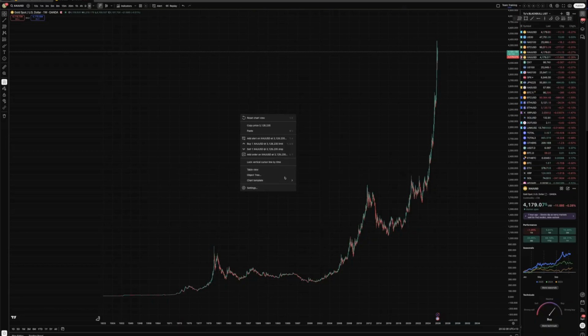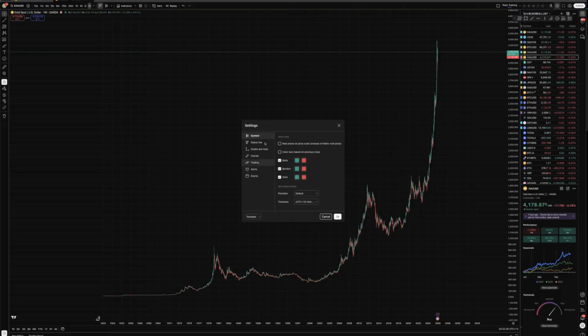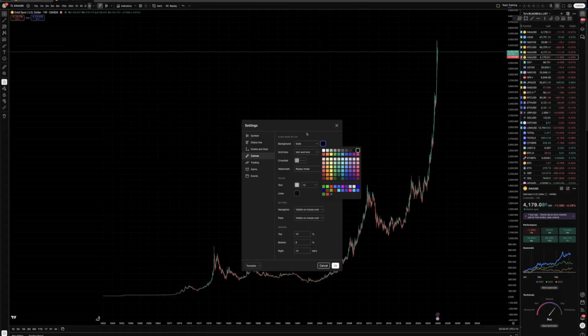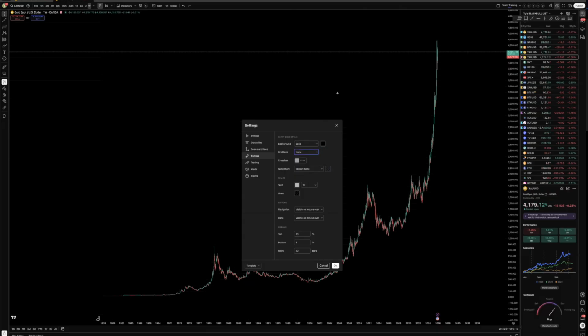But inside settings, I have a whole video on a lot of these things, but I want to reiterate. It's got a canvas. Make this thing solid black. It's a little bit nicer on the eyes. Do what you like, but I'm going to do what I like. Grid lines, I get rid of them. How much cleaner is that? So a few little things like that.